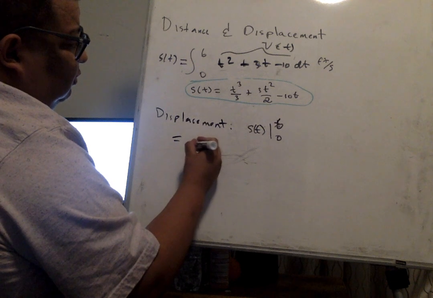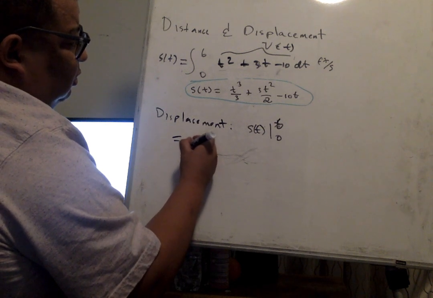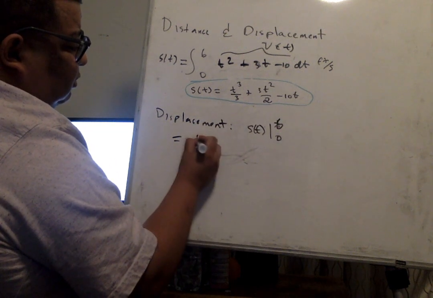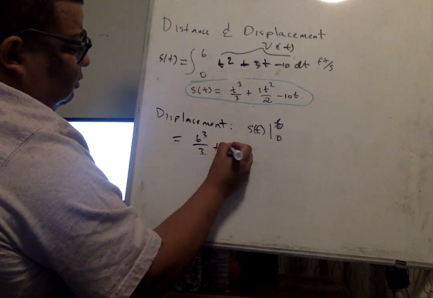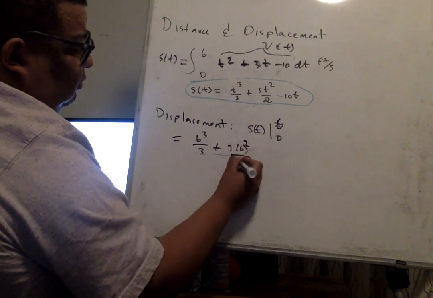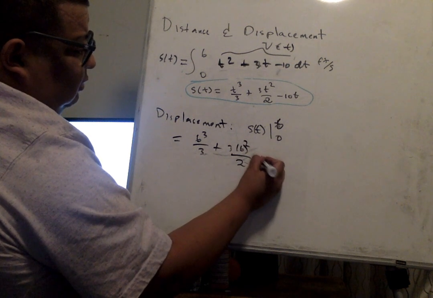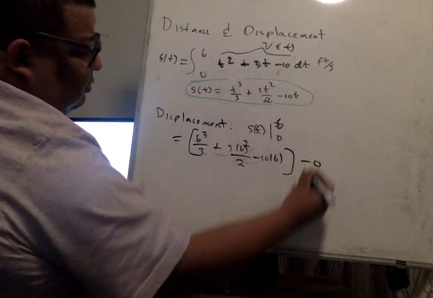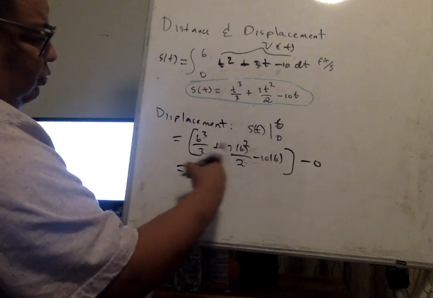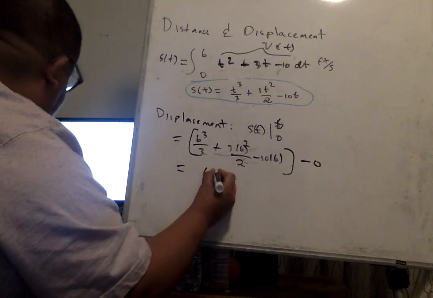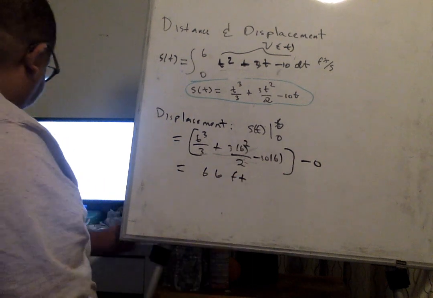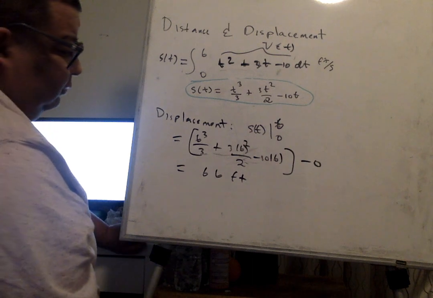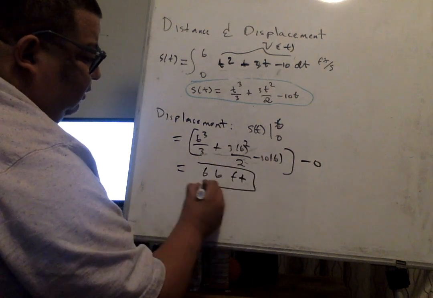So you plug in 6 into here, so that's going to give you 6 cubed over 3 plus 6 squared over 2 minus 10 times 6. And then if you plug in 0 here, it's going to give you 0, so it's minus 0. And when you do the calculation, that's going to give you 66 feet. And that's your displacement.